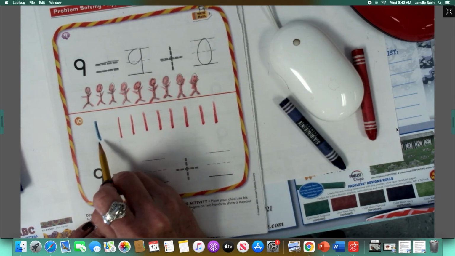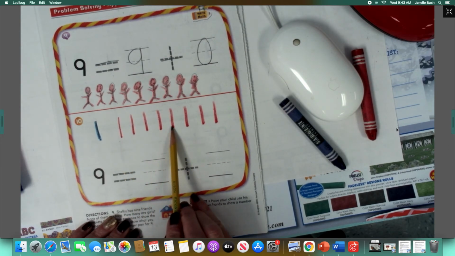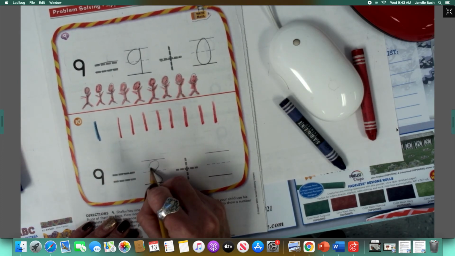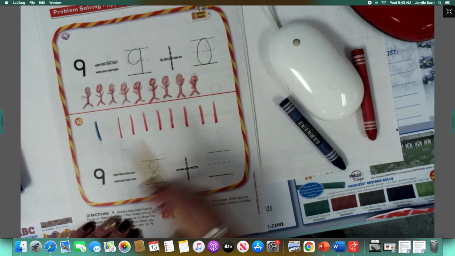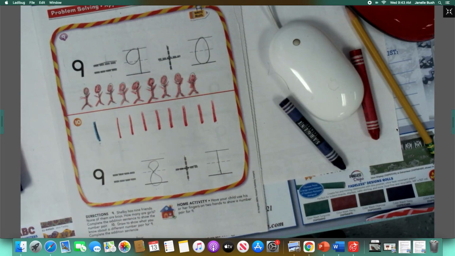So we've got, let's count the red first. 1, 2, 3, 4, 5, 6, 7, 8. There's 8 red crayons, so we're going to write an 8. Trace your plus. And how many blue? 1. Good job. So our addition sentence would be 9 equals 8 plus 1. Okay, if you need to pause this video to catch up, because I know that I drew that really quick, then that is okay.